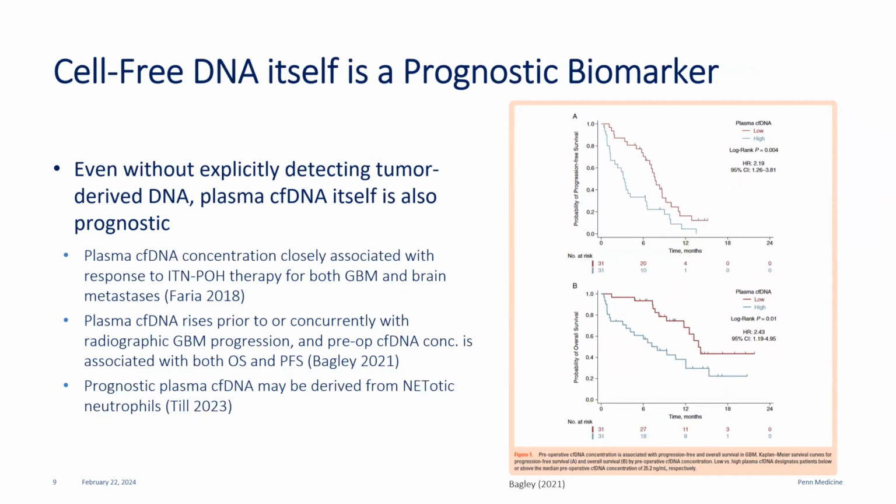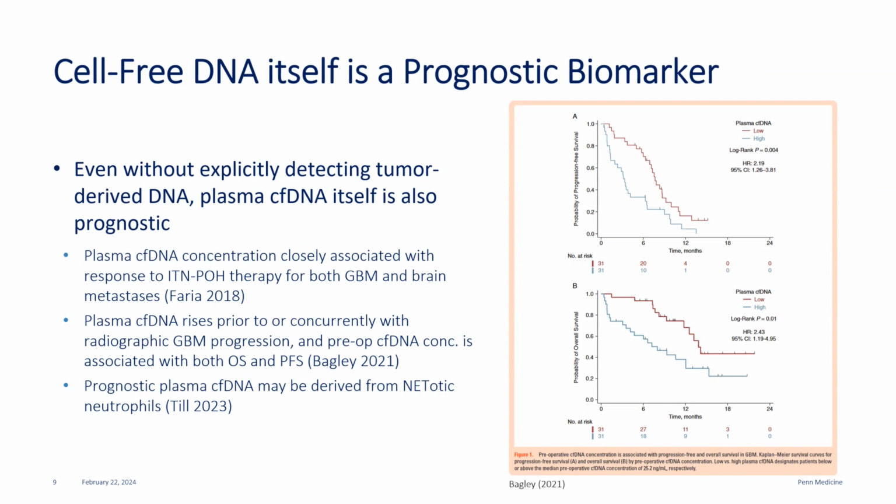Even without explicitly detecting tumor-derived cell-free DNA, just the bulk plasma cell-free DNA by itself can also provide prognostic value. Studies have shown that plasma cfDNA concentration is associated with response to therapy and radiographic GBM progression, and preoperative baseline cfDNA concentration is associated with both overall and progression-free survival.